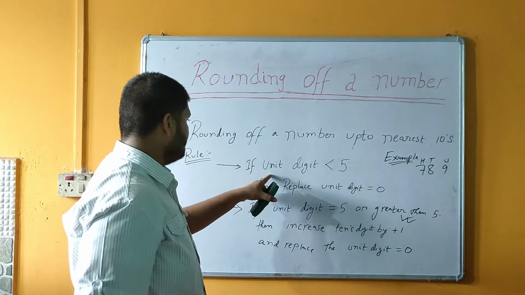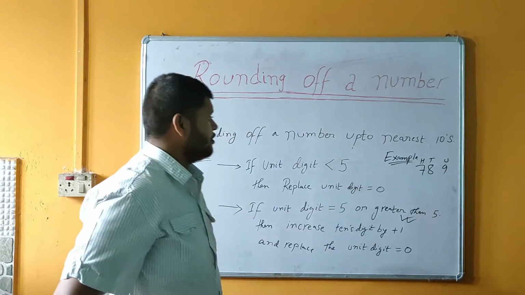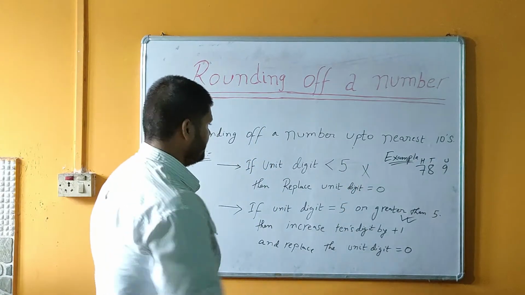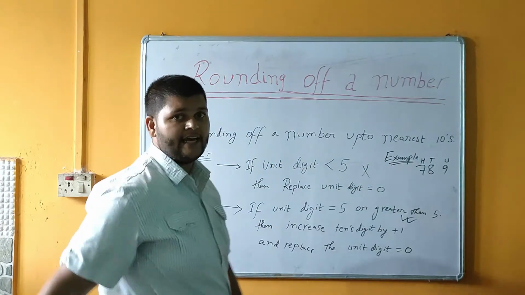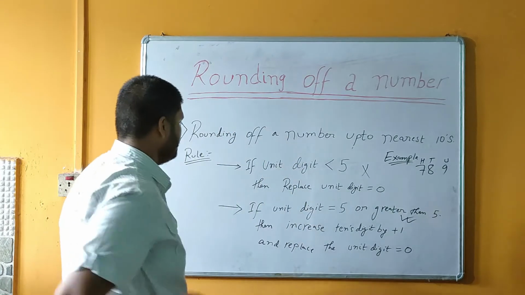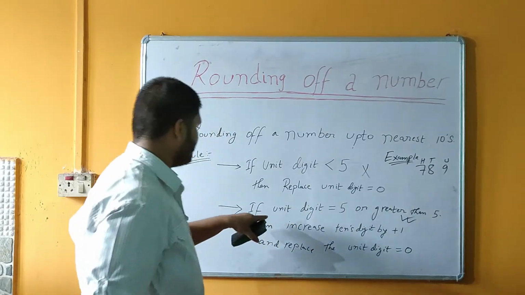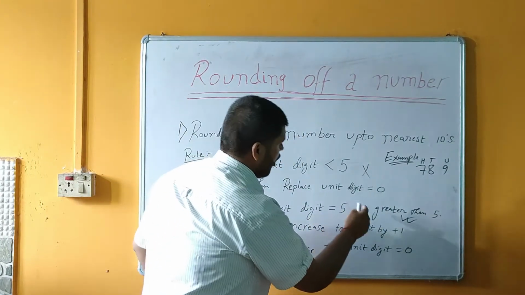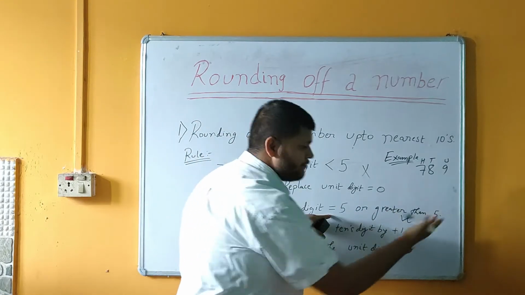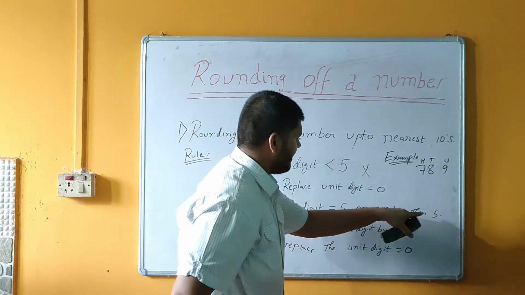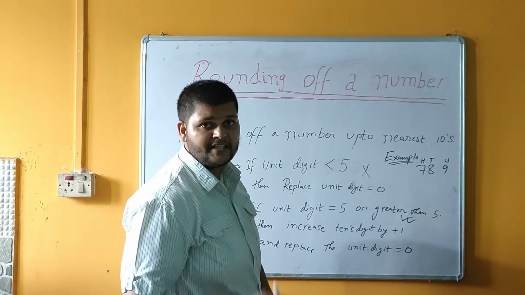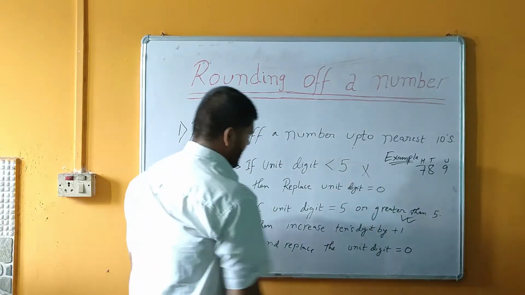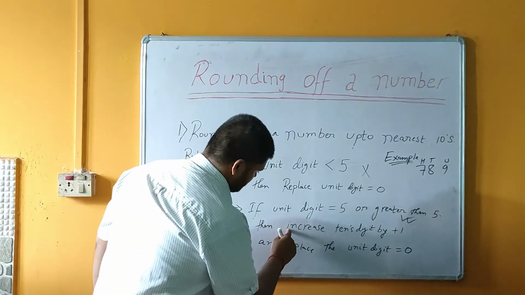If the unit digit, here the unit digit is 9, is less than 5, is it true? No. So this condition will fail. This 9 is not less than 5. That means this condition is violated. So we will move to the second rule, where it says if the unit digit is equal to 5 or, yes, it is not equal to 5, so or greater than 5. Yes, it is greater than 5. This 9 is greater than 5. Of course, that's why this condition will be true.